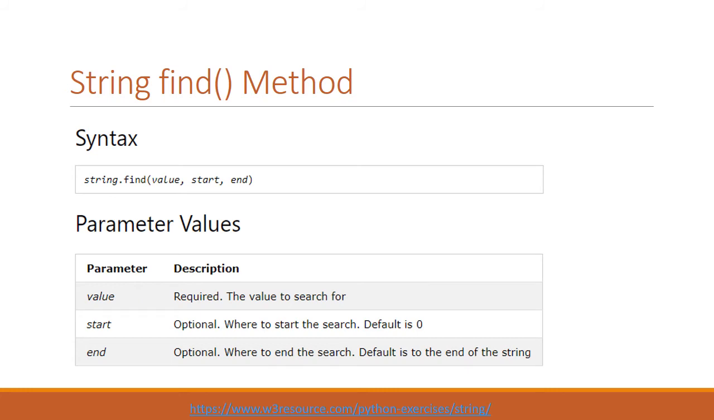The general syntax of the find method is string.find with parameters value, start, and end. The value or substring is a required parameter, and that's the substring to search for. Start is optional. The start specifies what position to start the search. So where in the string am I going to start looking? And the default is 0 if you don't specify a start value. End is also optional. Where do we end the search? And the default is the end of the string.